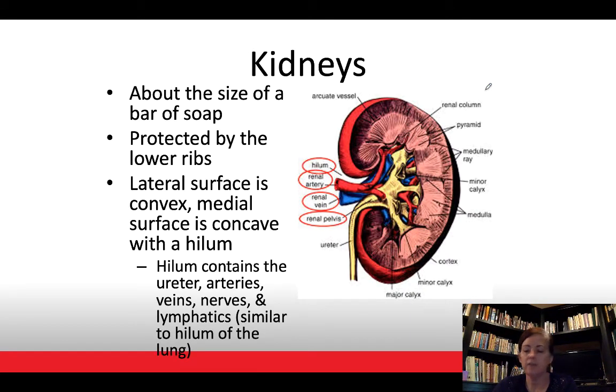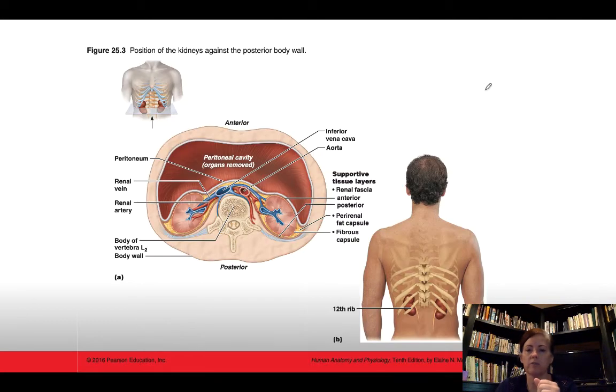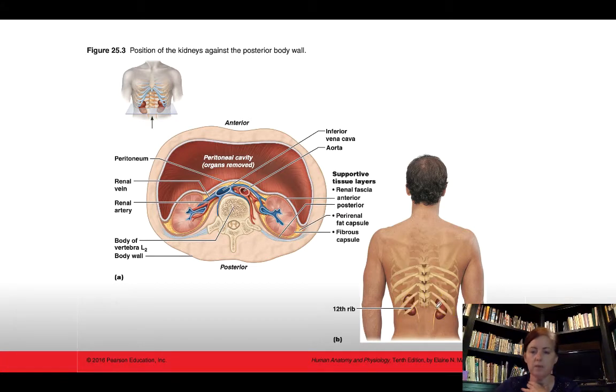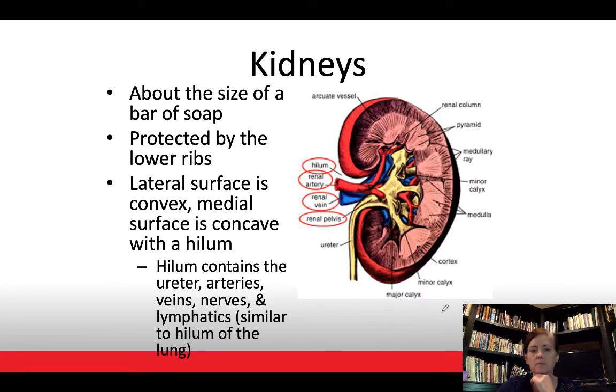Each kidney is about the size of a bar of soap, so that gives you an idea of how big these are. And the lower ribs do offer some protection. You can see in this posterior view, we've got the lower rib cage here, so from about T12 down to about L3, we would have our kidneys sitting. And you can also see that the right kidney is sitting down a little bit lower than the left kidney because of the liver.